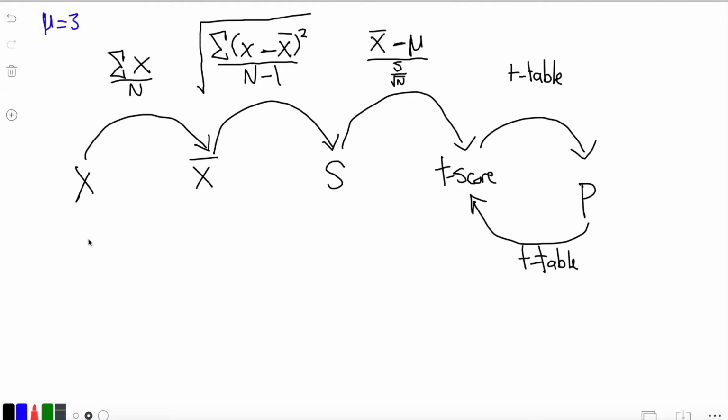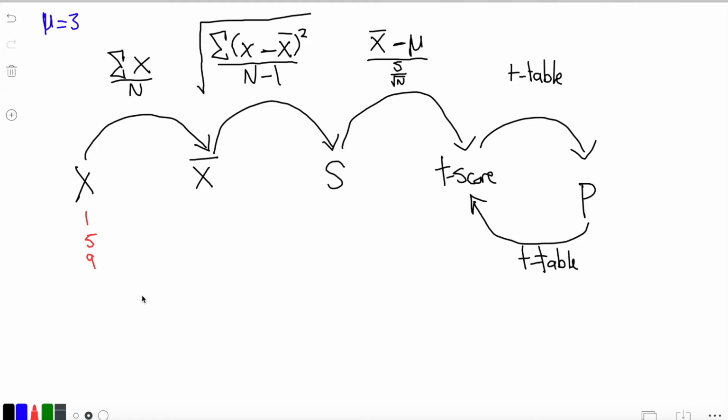Now also given with the questions is a set of observed scores. So let's say 1, 5, and 9. So participant 1 had a score of 1, participant 2 had a score of 5, and participant 3 had a score of 9. First thing we have to do is calculate our mean.